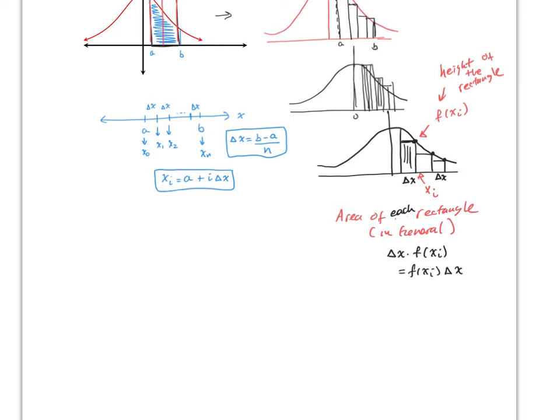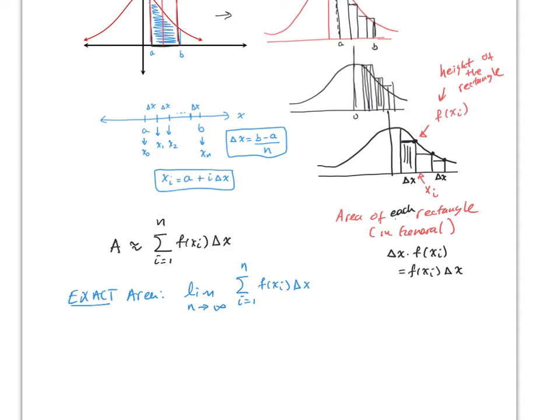So therefore, if you want the total area, since you have n rectangles, okay, the area is going to be approximately equal to the sum from i equals 1 to n of f of xi times delta x. So therefore the exact area, and this is where calculus comes in, is going to be the limit as n goes to infinity of the sum of the areas of the rectangles.